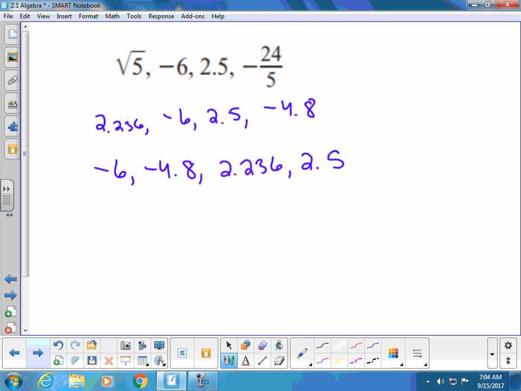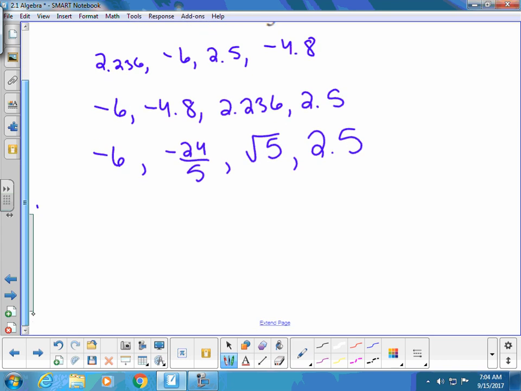Now, something I forgot to do on the last slide, and I kind of apologize for this, is just rewrite what they look like originally. So originally, this one looked like a -6. Originally, the -4.8 looked like -24 over 5. The next one originally looked like the square root of 5, and the 2.5 was a 2.5. That's probably what they actually want you to do, was to write it in original form. I am sorry about that last slide. I should go back, but it's okay.